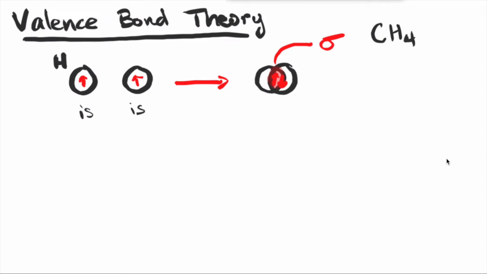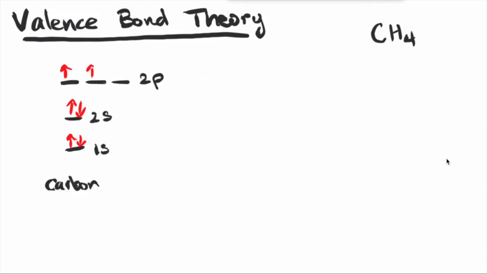Let's now apply this valence bond theory to a more complicated molecule, CH4, methane. Which orbitals are overlapping to create the bonds in CH4? Remember the energy diagram for carbon? Notice that there are only 2 electrons that are by themselves, so therefore it can only make 2 bonds. So then how can the carbon in methane make 4 bonds to 4 hydrogens?